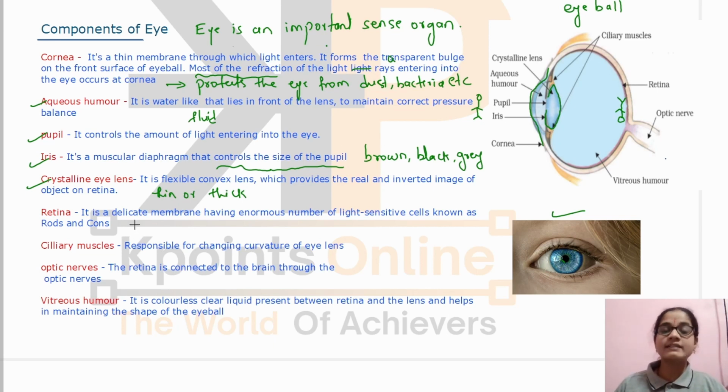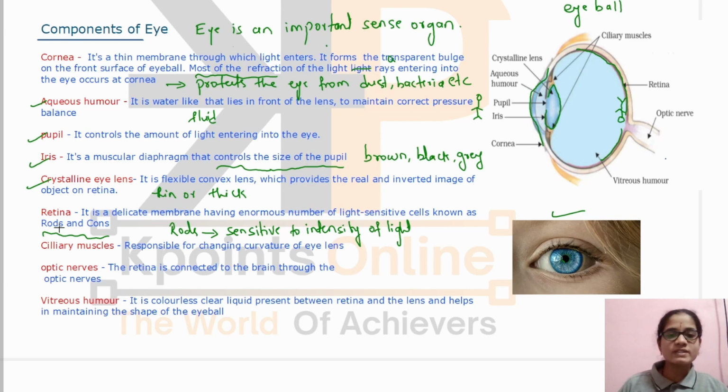Now, I said that the image is formed on the retina. This is the retina. This is the screen in our eyes. Here the image is formed, and this image formed is inverted. And this retina consists of light sensitive cells called rods and cones. These rod cells are sensitive to the intensity of light.